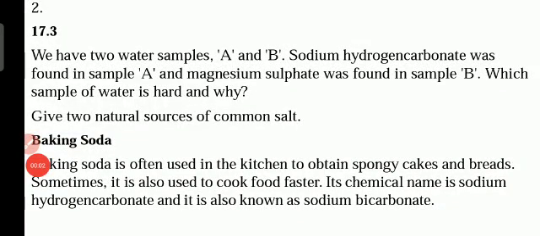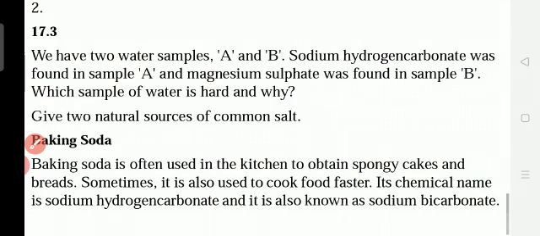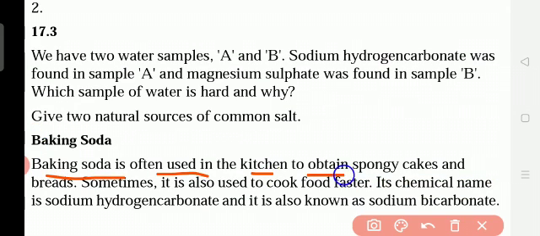Next we see about the baking soda. Baking soda is often used in the kitchen to obtain spongy cakes. Why are cakes very soft like a sponge? Because of the baking soda. When we prepare snacks, we also use baking soda to make them soft. Bread is also very soft because of the addition of baking soda.